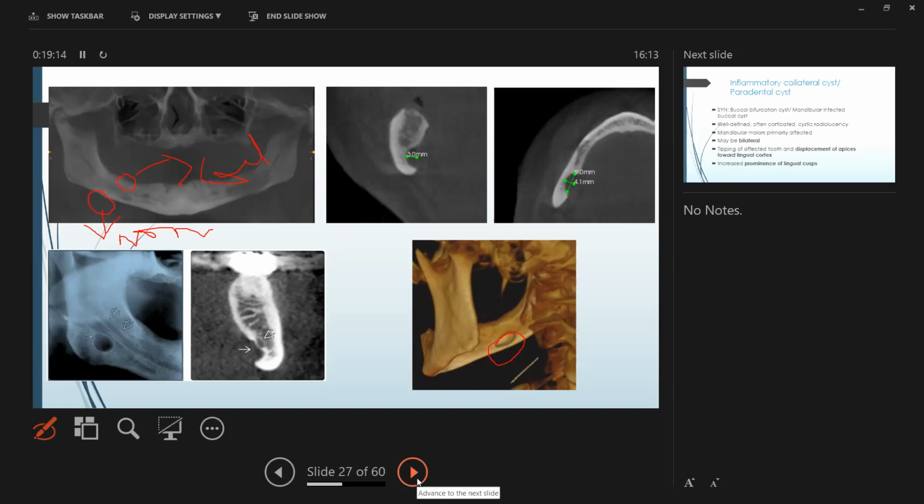Is it clear? So don't get confused. When the lesion is above the inferior dental canal, then it's odontogenic. When it's below the inferior dental canal, then it is non-odontogenic, likely to be a Stafne cyst.